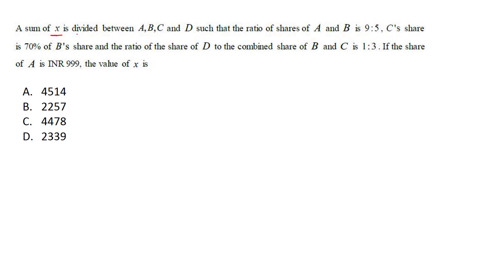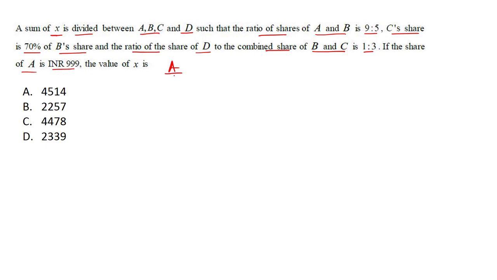A sum of X is divided between A, B, C and D such that the ratio of shares of A and B is 9:5. C's share is 70% of B's share and the ratio of the share of D to the combined share of B and C is 1:3. If the share of A is INR 999, then the value of X is?